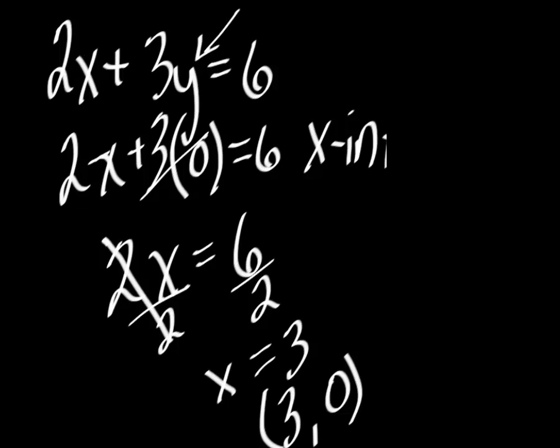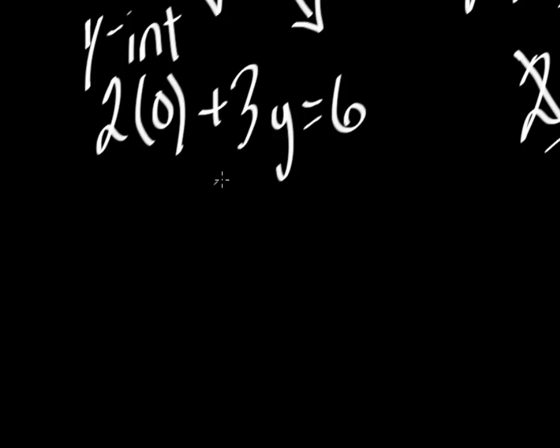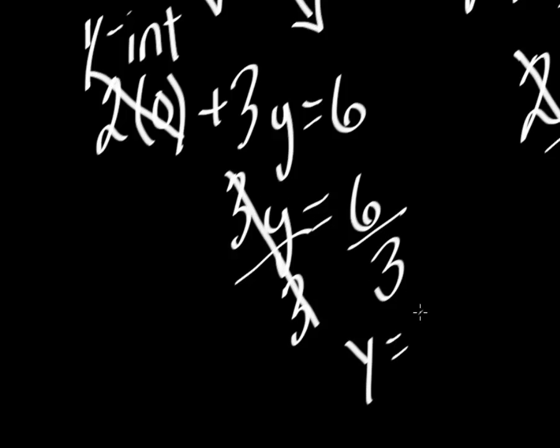Let's also find the y-intercept. Just like the x-intercept, you plug in 0 into the opposite term. So this time you're going to plug 0 in for your x. I'm going to have 2 times 0 plus 3y equals 6. This is going to give me the y-intercept. Because 2 times 0 is 0, I'm left with 3y equals 6. Divide both sides of the equation by 3. Your 3's cancel out, and you're left with y equals 2, or (0, 2).